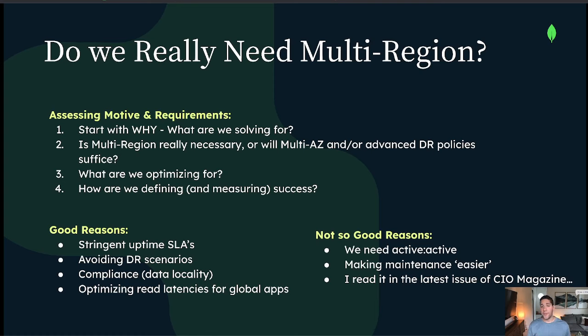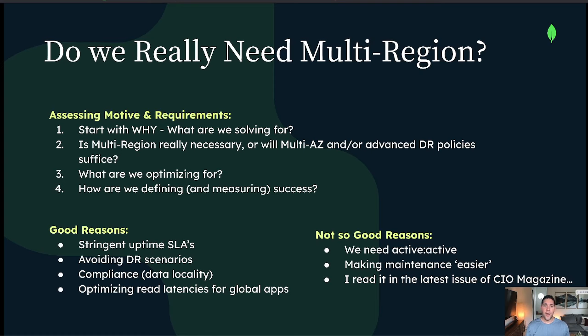And then, what are we optimizing for? So this is going to be a really important one to evaluate. Are we optimizing for minimal latency? Are we optimizing for maximum consistency or availability, etc.? So really figuring out what your top 2 or 3 priorities are and stack ranking these is going to be really important in determining the best course of action for you.